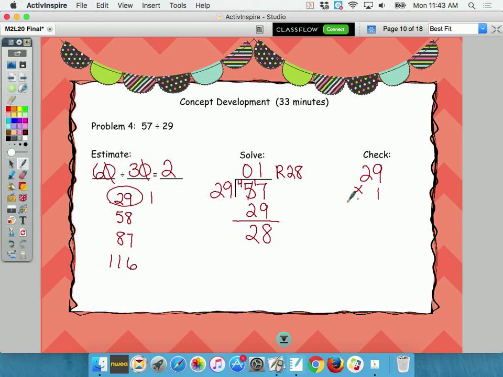But I'm going to go ahead and do my multiply then add method, okay? And I'll probably get 57 when I'm done. We ain't got 57. Okay.